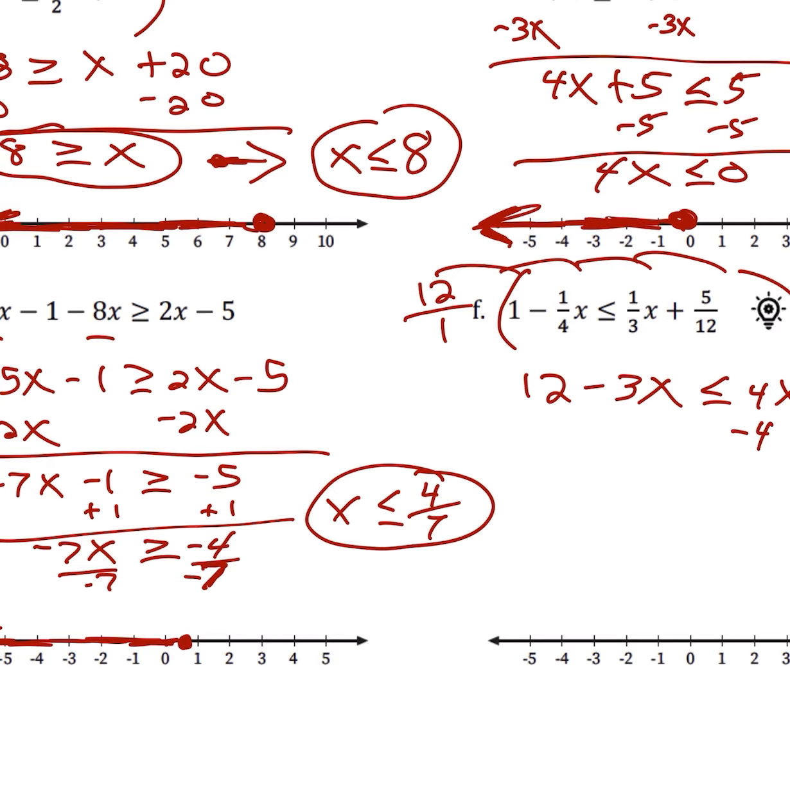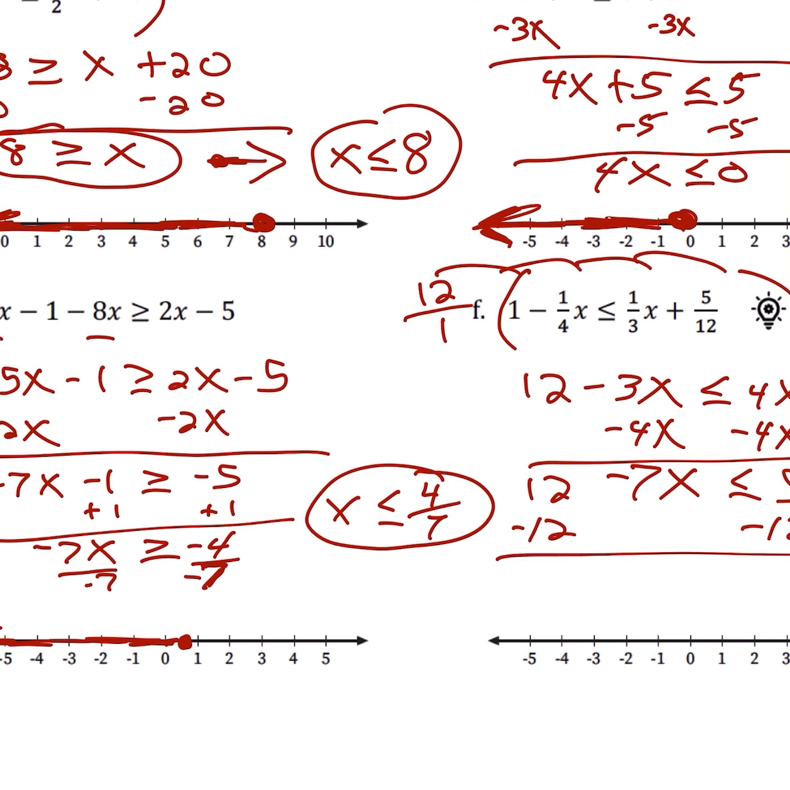Now let's just subtract 4x from both sides, simply because I have a slight preference for getting the variables on the left. So 12 minus 7x is less than or equal to 5. We still haven't divided or multiplied through by a negative, so we do not need to flip the sign. Subtract 12 from both sides. Okay, and when we do that, we get negative 7x is less than or equal to negative 7. Divide both sides by negative 7.